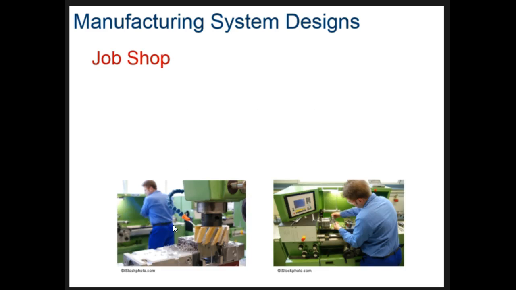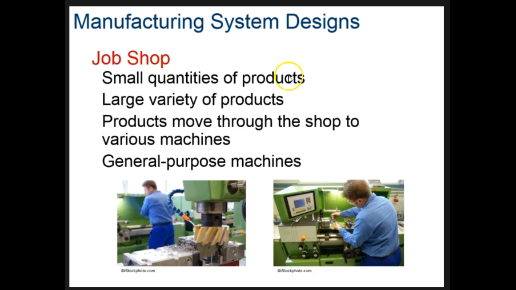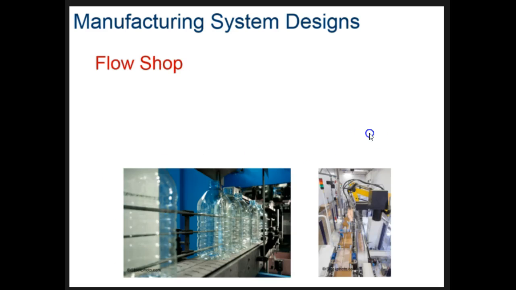The second one is a job shop. Here we have small quantities of products. So we're talking about making something where there's going to be maybe 10 of them, or 20 of them, a very small quantity. And there's a large variety of products. So we'll do 10 of this, and then 10 of something totally different, and then 10 of something totally different, and then maybe 2 of something totally different. And we have all sorts of general machines in the shop because we're going to make so many different products.